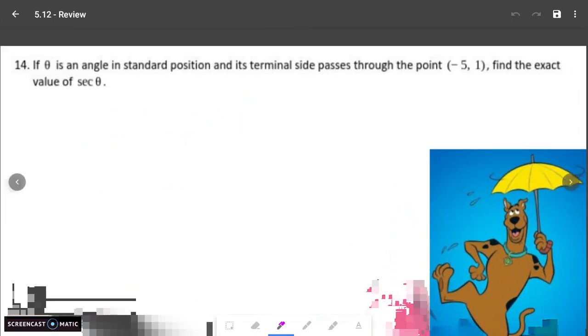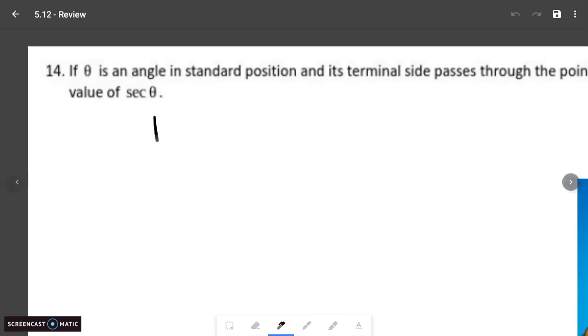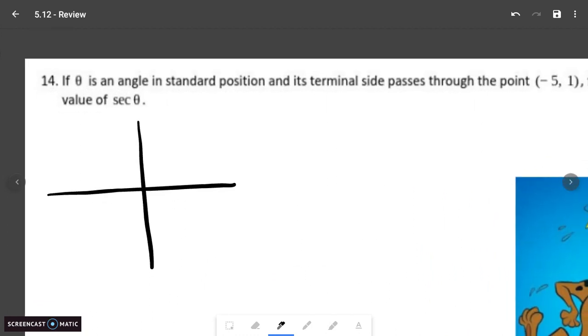Okay. If theta is an angle in standard position and its terminal side passes through negative 5, 1, what is the exact value of secant theta? So, in this case, you can use your unit circle to help you if you would like. But think about where negative 5, 1 would lie. We're going to make the right triangle there. So negative 5, 1.